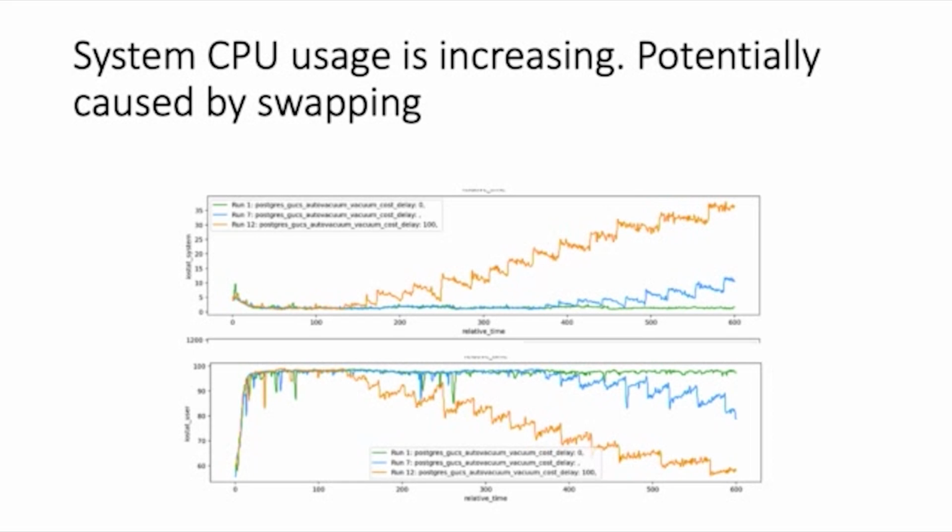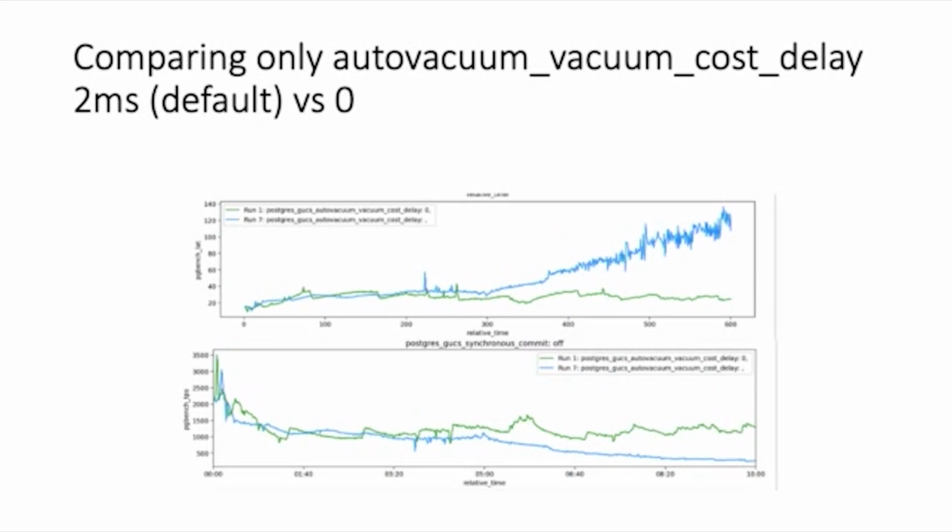I don't know how to explain it. So now, because we said people won't really set auto vacuum cost delay to 100, this is with just the default versus 0. And that's the latency. And you can see that the latency starts to get quite high. I mean, this is in milliseconds, so 120 milliseconds.